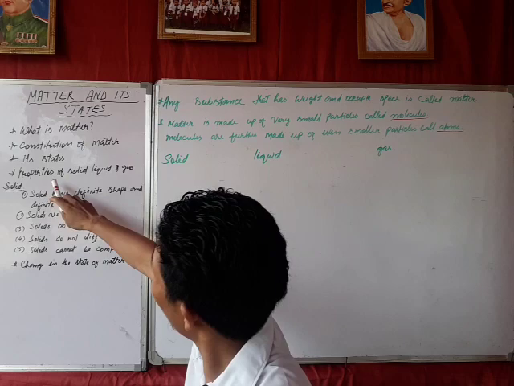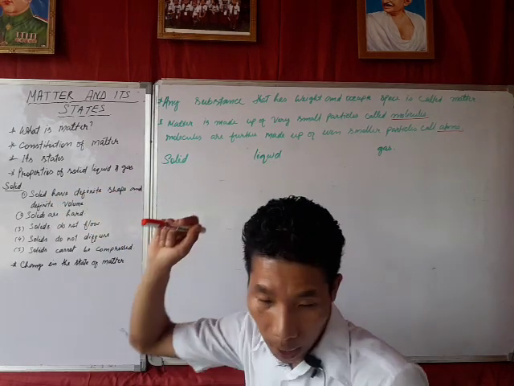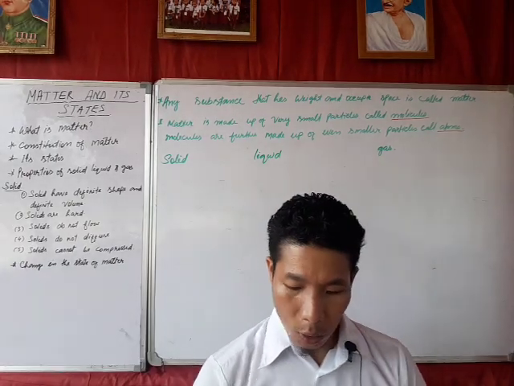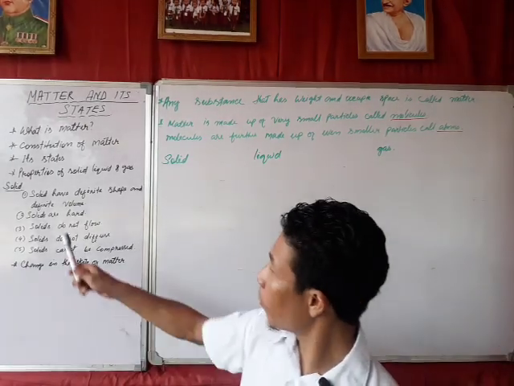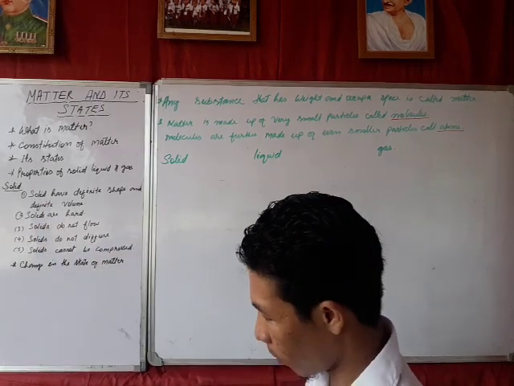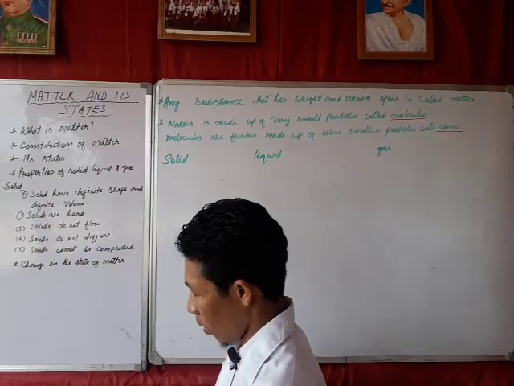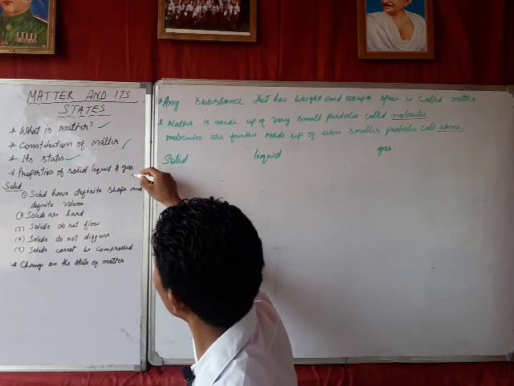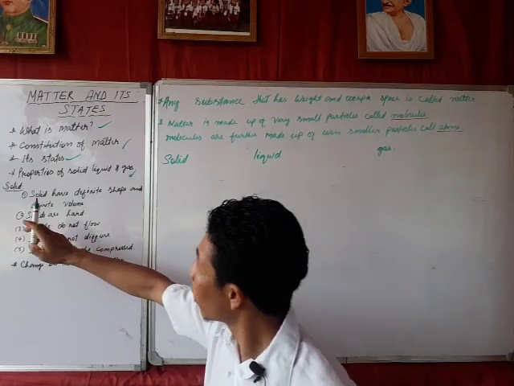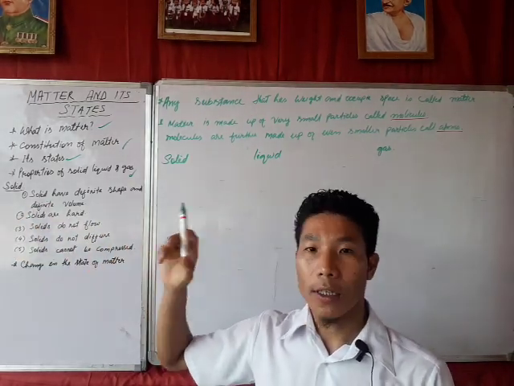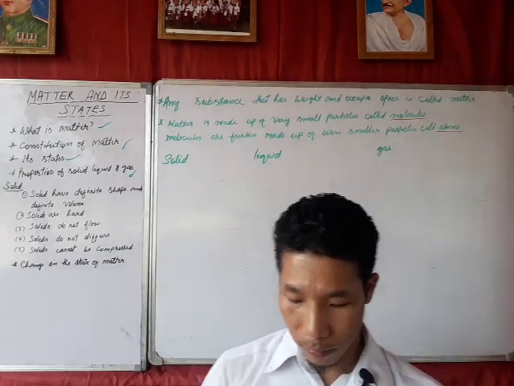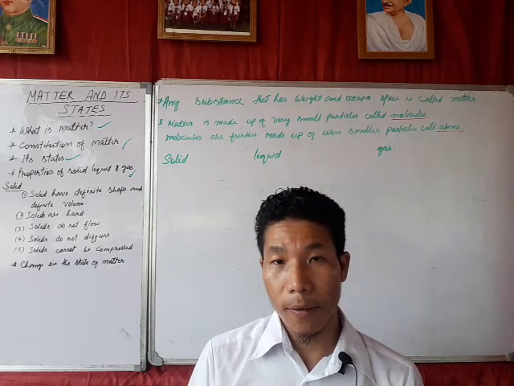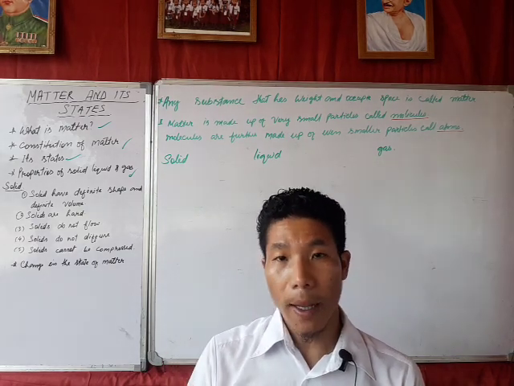Now let's go to the properties of solids, liquids and gases. What are the properties of solids, liquids and gases? I have written these here for solid, because writing on a blackboard takes a lot of time. As we discussed this one and this one, now properties of gases. Let's do this one. Number 1, solids have definite shape and definite volume.